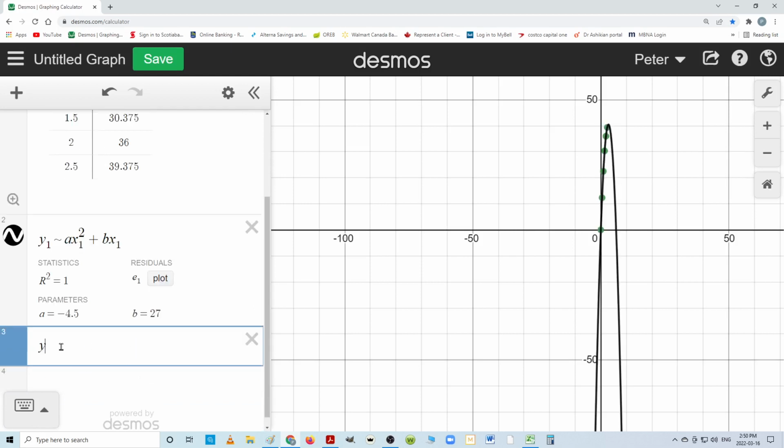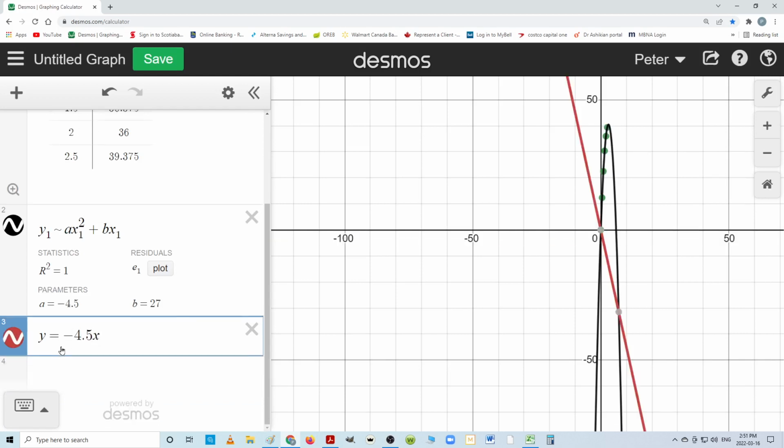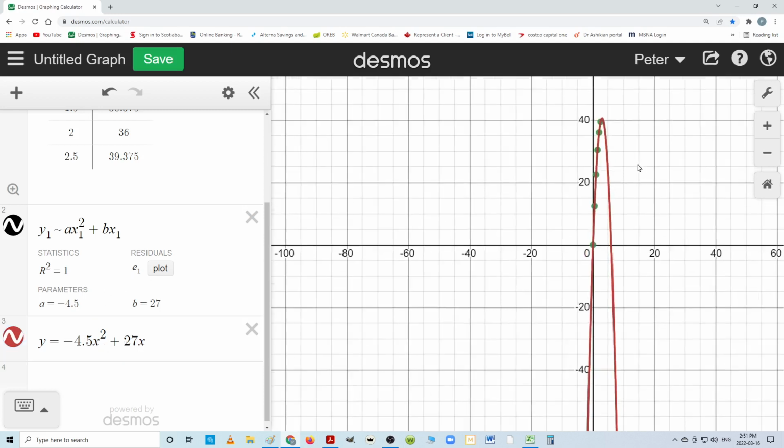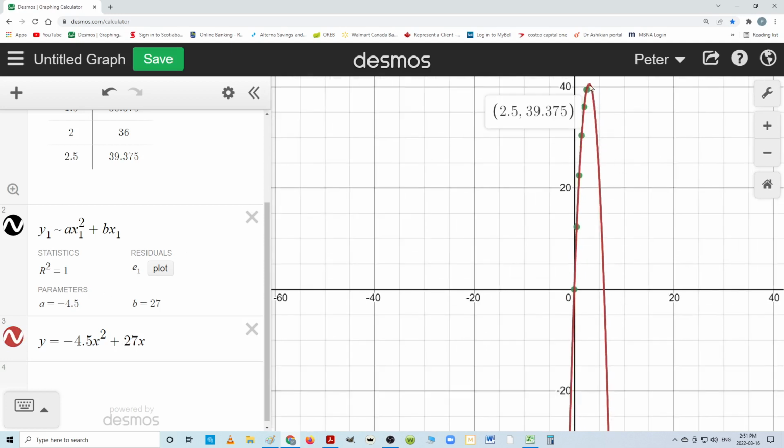So if we put this in, 5 squared x squared plus 27, not quite. And what did it give me for the R? Residuals plot. Oh, I forgot the x. There we go. We can see that this does indeed fit. We can also see that it looks to be that the maximum height we're going to hit is there, and it looks like we're going to hit the ground at 6.